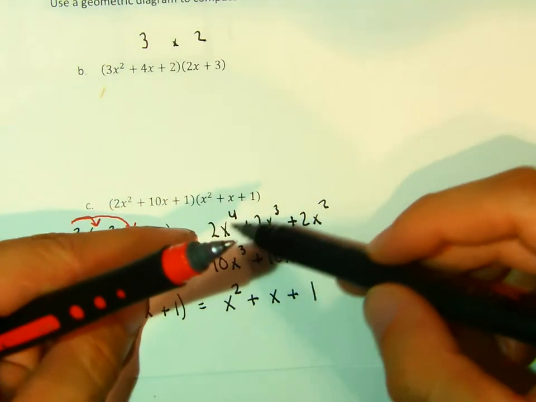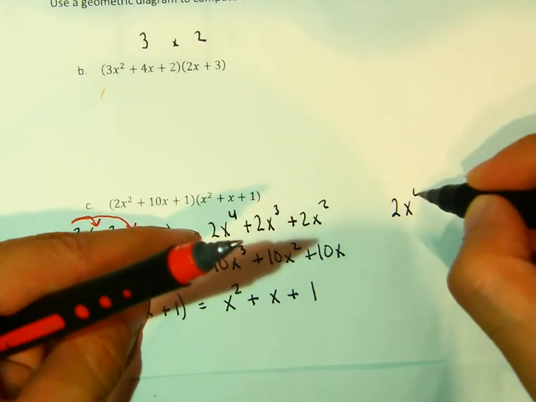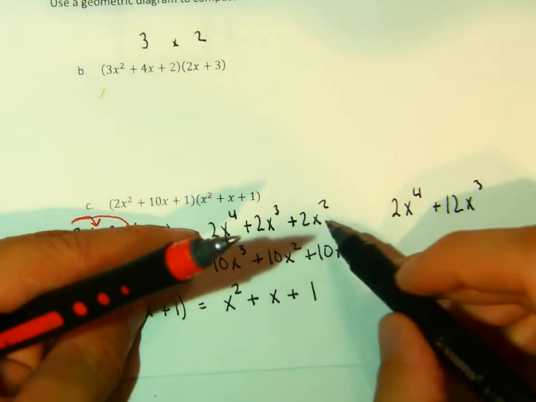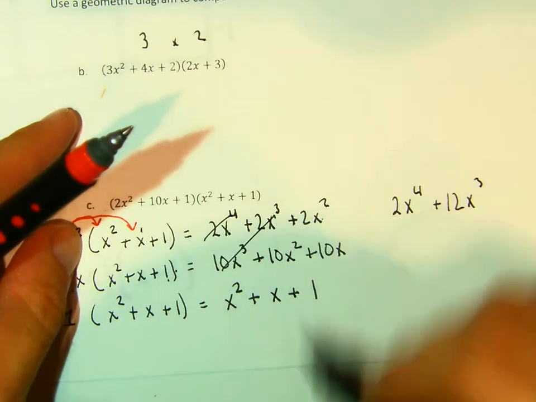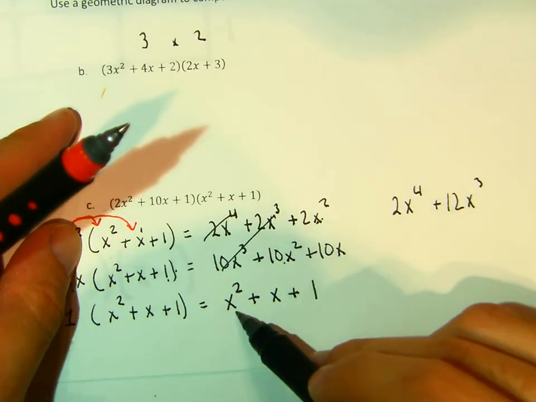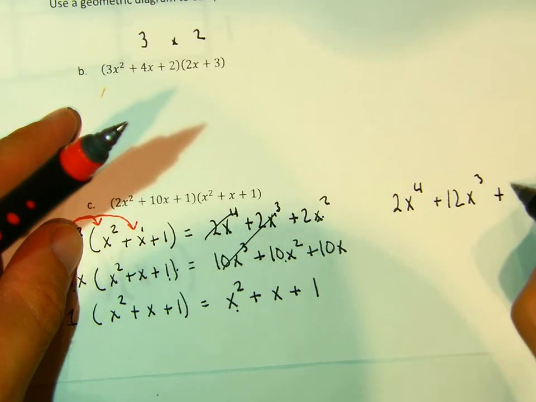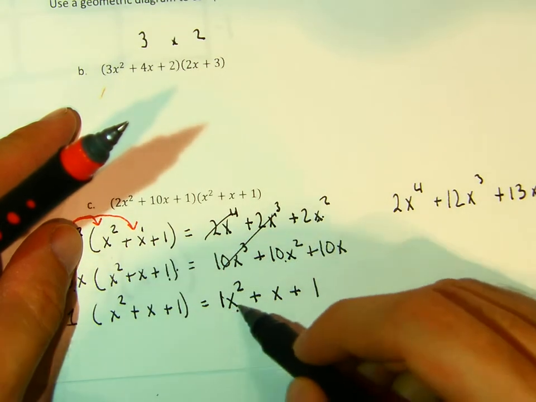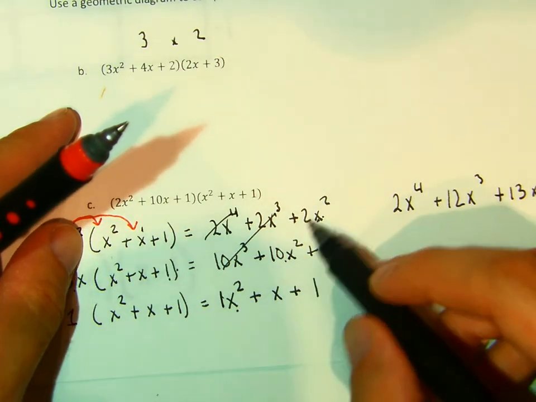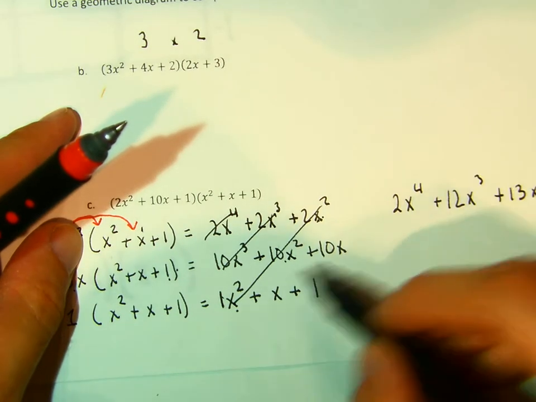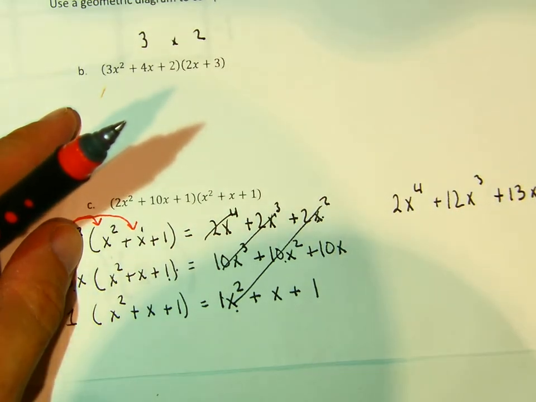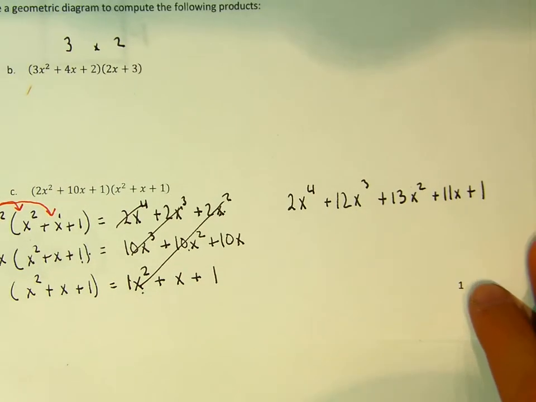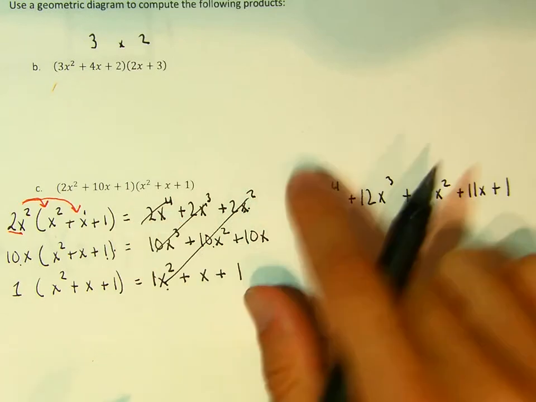So notice that this 2x to the 4th you can't combine with anything, so we leave it here. This 2x cubed and 10x cubed becomes 12x cubed. So this is done, this is done. 2x squared plus 10x squared plus x squared becomes 13x squared, because 10 plus 2 is 12, and there's that invisible 1 as a coefficient, so 12 plus 1 is 13. So this is done. This is 10 plus 1, 11x, plus 1. Oops, sorry, I realized I cut off the video. Okay, so that should have been your answer or solution for this question, whether you did distributive or box method.